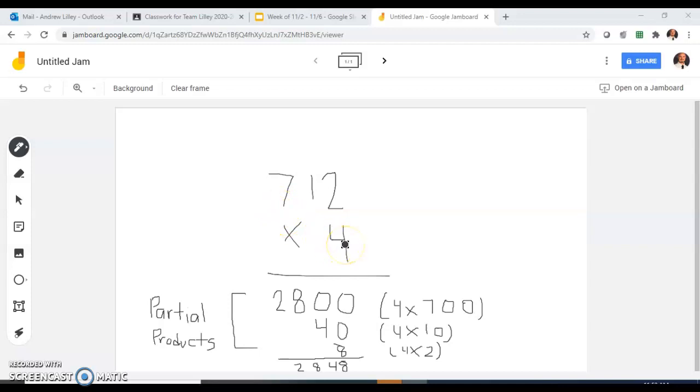So if you're using partial products, you're finding part of the product. So you're basically chunking this 712 into 700, 10, and 2. Okay? Alright, so start with 4 times 700.